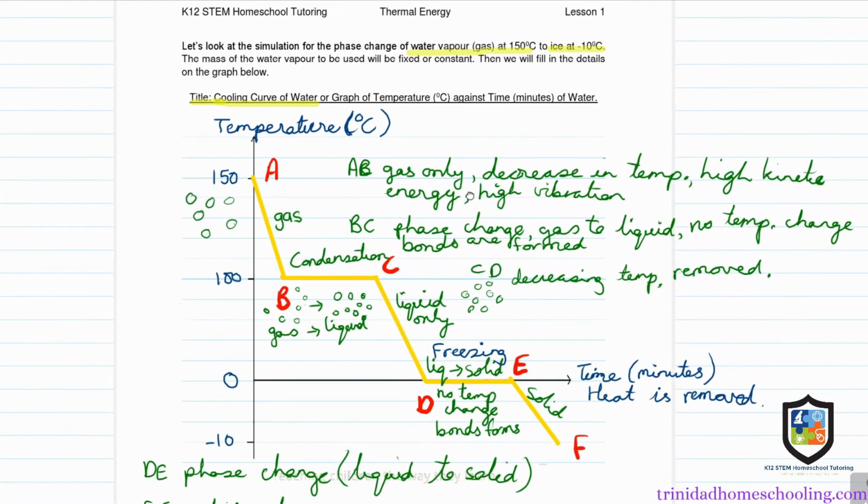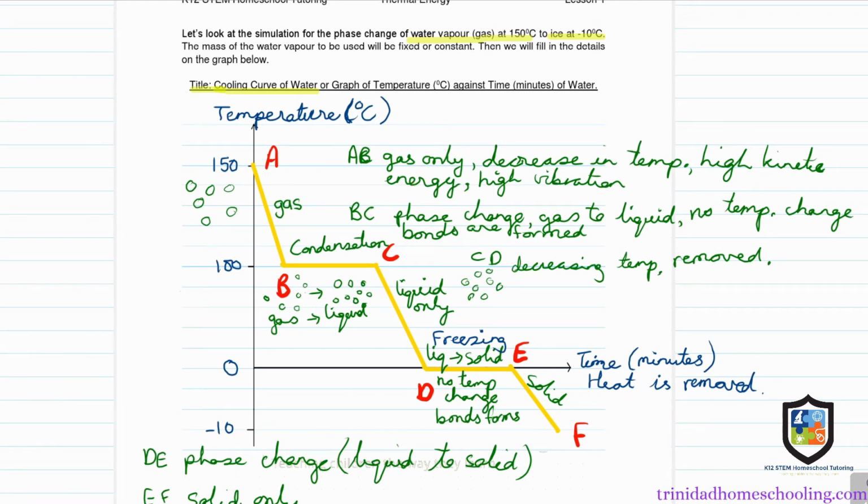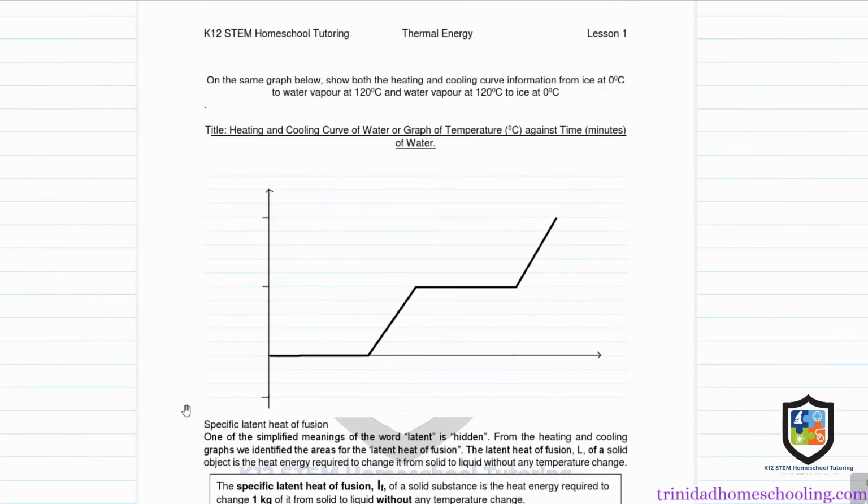And then we will merge both graphs, the cooling curve and the heating curve, on page 7 on this graph here. Questions that you will get will most likely look like this graph. Do you notice there is no negative value here? We start directly at 0 degrees Celsius. So the lab that we will be looking at will start at ice at 0 degrees Celsius. On the same graph below, we're going to show both the heating and cooling curve information from ice at 0 degrees Celsius to water vapor at 120 degrees Celsius, and water vapor at 120 degrees Celsius to ice at 0 degrees Celsius.